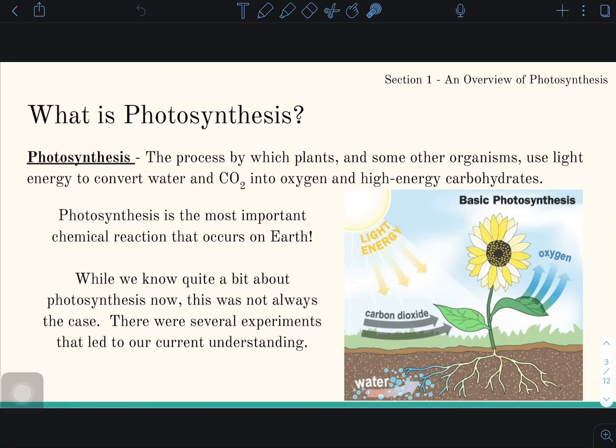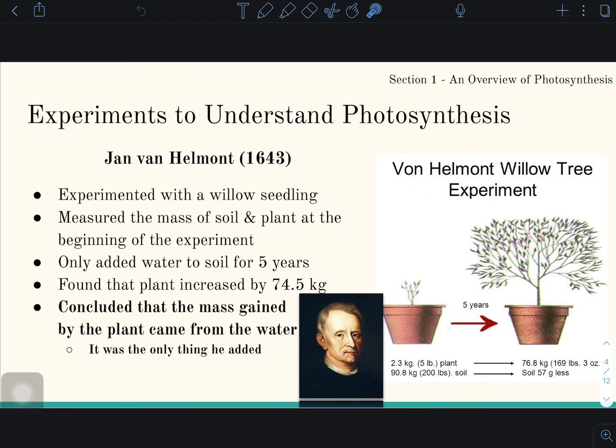While we know quite a bit about what's going on, this wasn't always the case. There were a couple of key experiments with a couple of key scientists that we want you to have a general idea of. There were three scientists we're going to talk about. I'm not a German-speaking person, never took German, so my apologies for the pronunciation. There was a man by the name of Jan van Helmont, back in 1643, a long, long time ago.